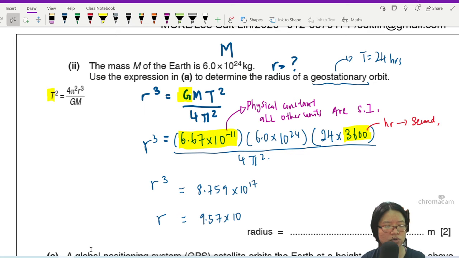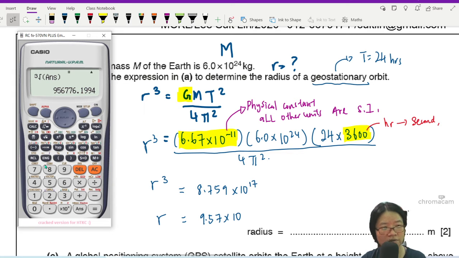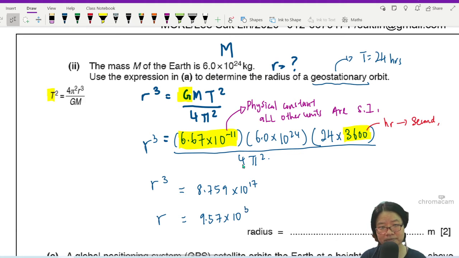Times 10 to the power of, okay, here's a cool thing. You see this ENG button? You can press it again. The ENG button will help you move. So this is 9.57 times 10 to the power of 5. Okay. Just direct substitution into the equation.